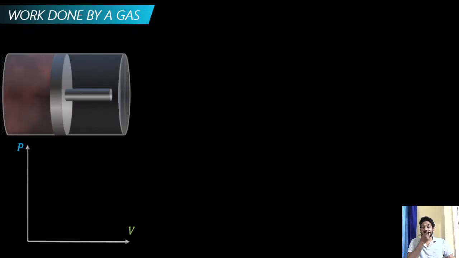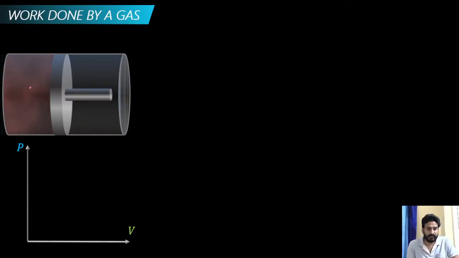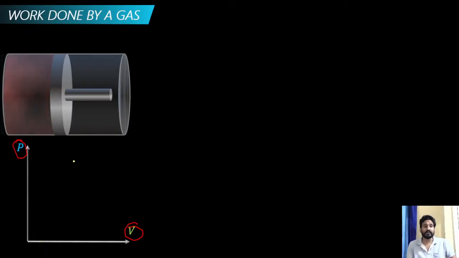So see, just now we will try to plot this graph, or we can also plot this graph mathematically, but let's understand this graph also. Let's suppose this is my cylinder piston arrangement, and this is the gas which is filled into it, and I want to plot the P and V graph for this.